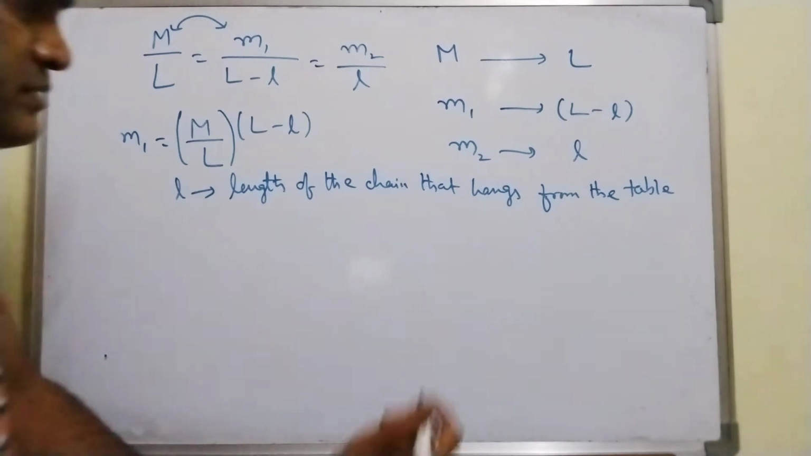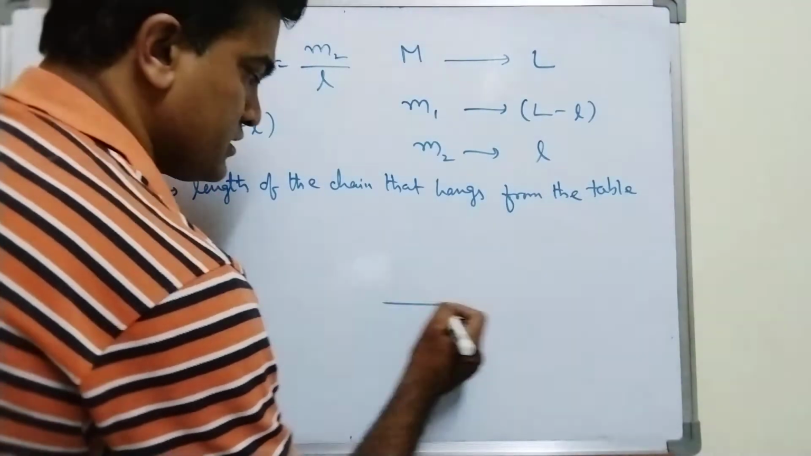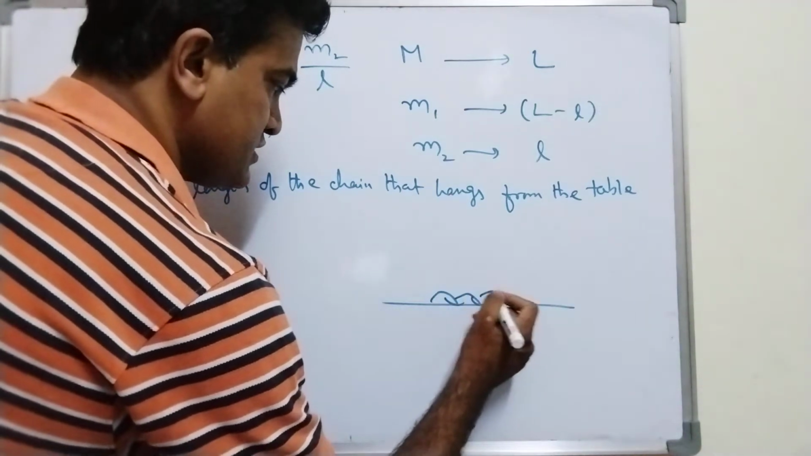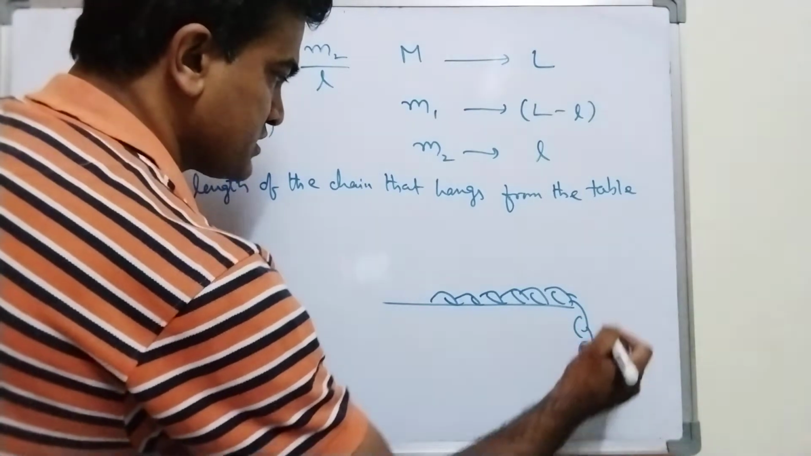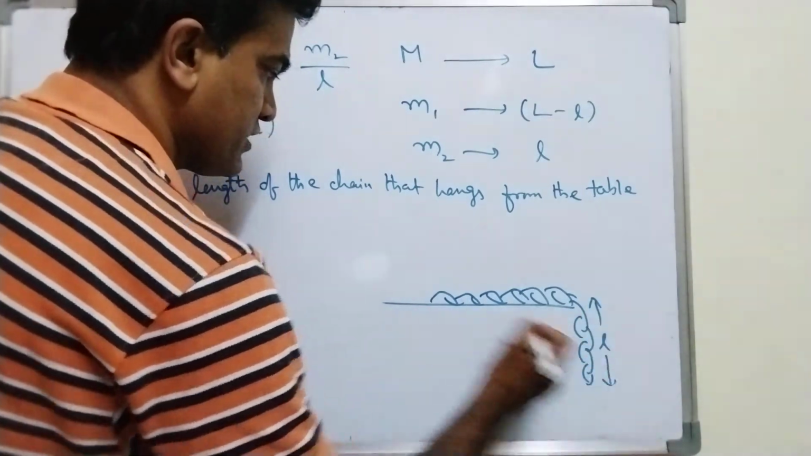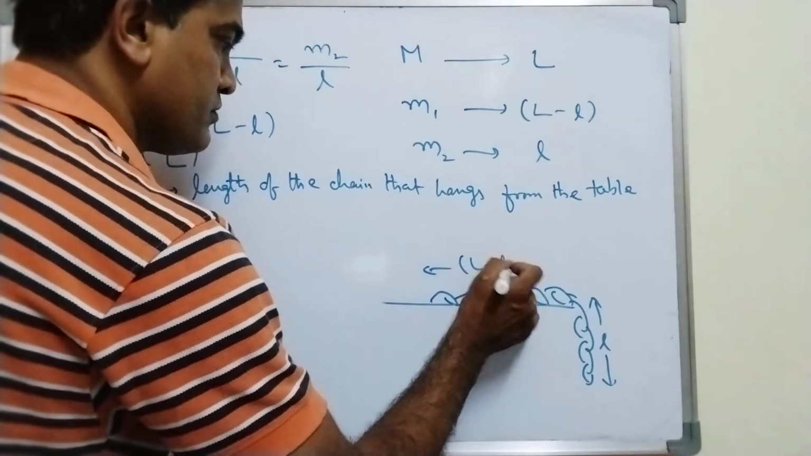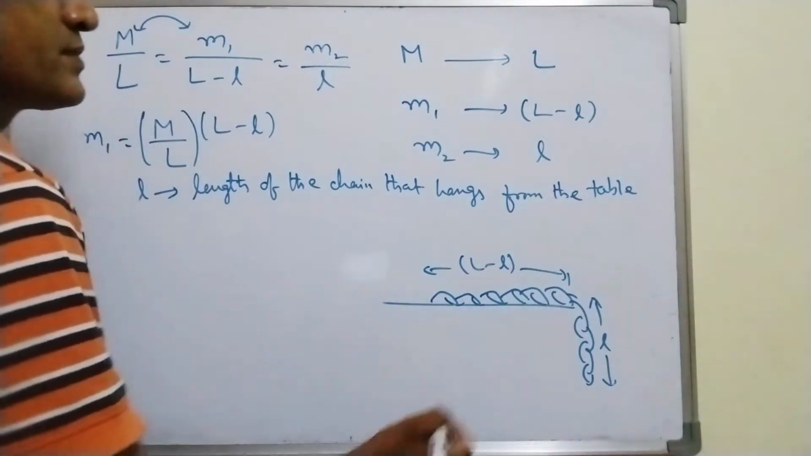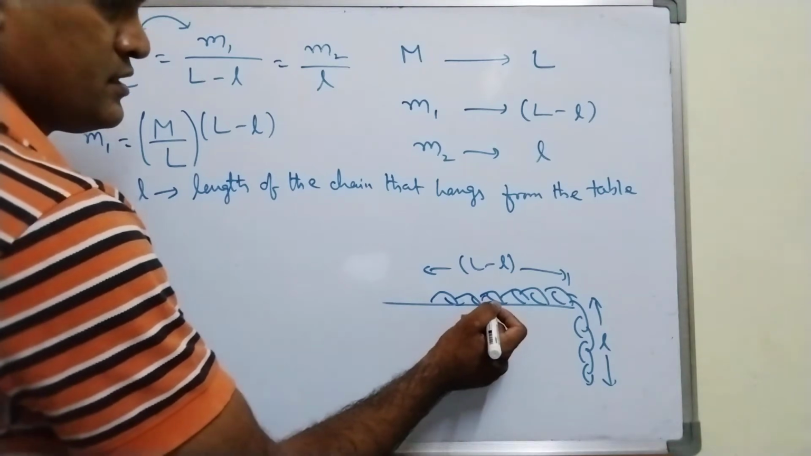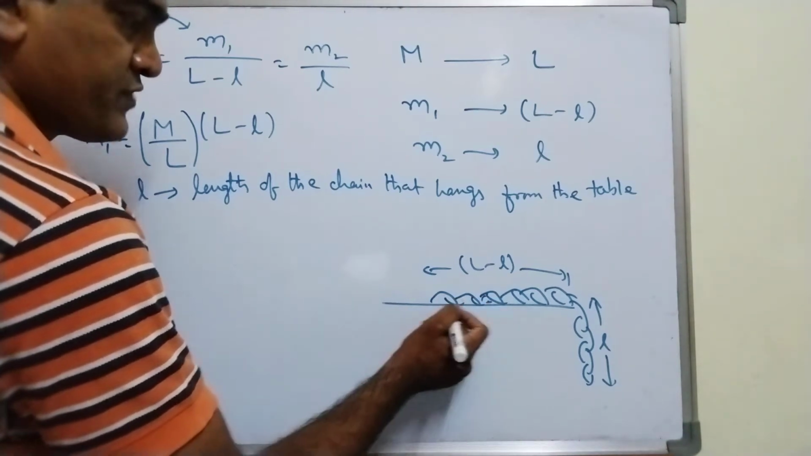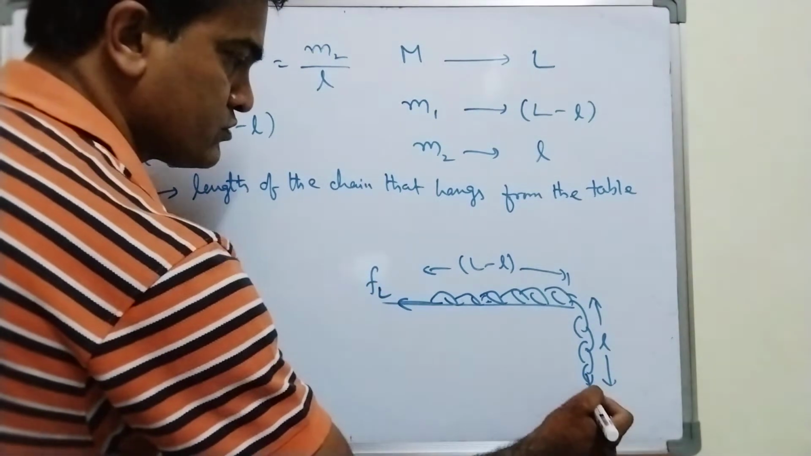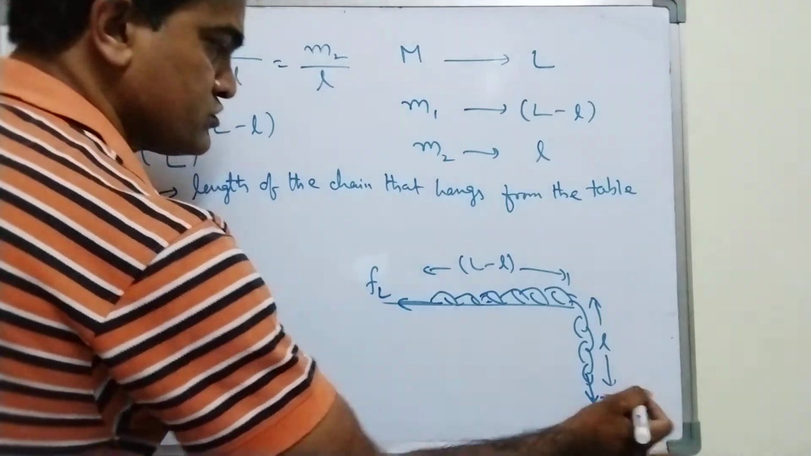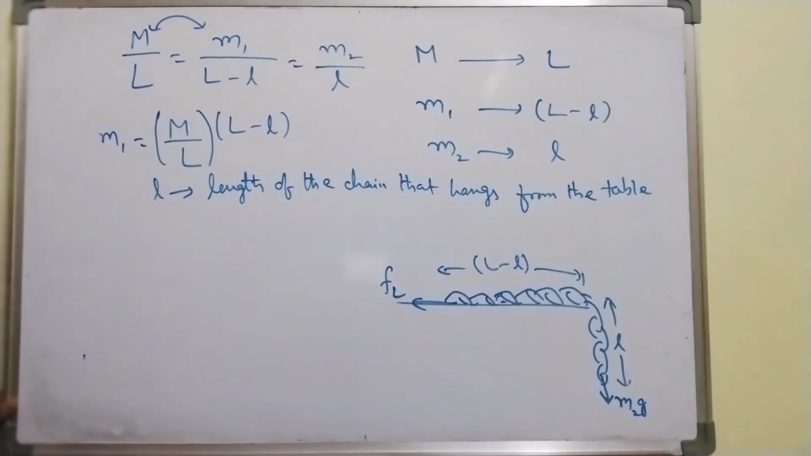Now, let me draw the diagram again so that you can understand. Here part of the chain is lying on the table and some part is hanging. The hanging part I have taken as small l, and here I have taken capital L minus l, which is lying on the table. Here frictional force will be acting in this direction, FL, the limiting frictional force. Here you have M2g.